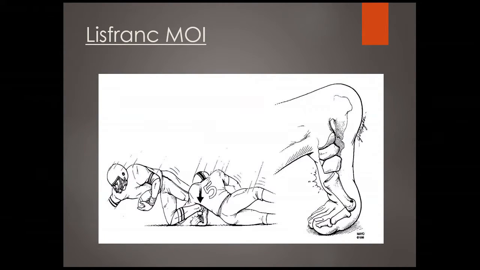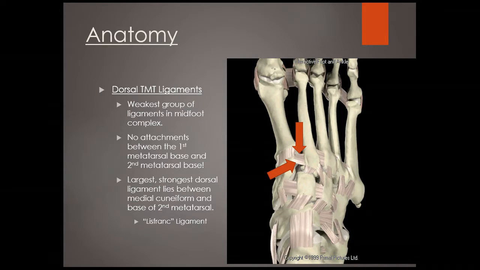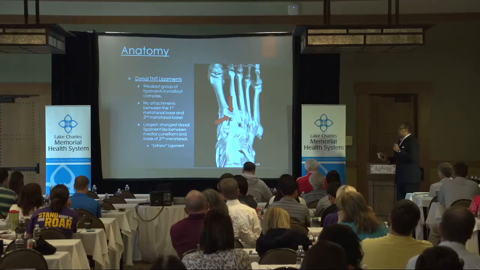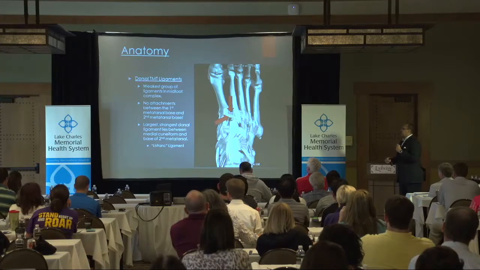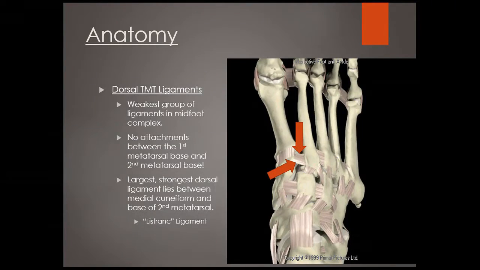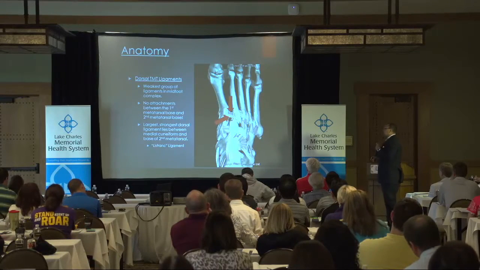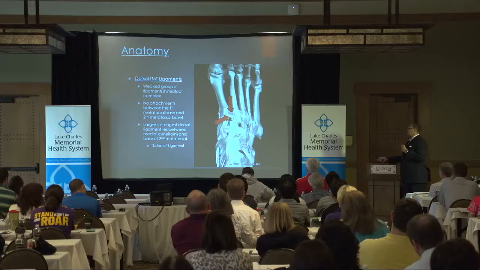So what happens? This is very important, and this is not a diagnosis to miss because the post-operative or post-treatment sequela is so damning with this type of injury. The dorsal ligaments are the weakest group. As you can see, there's no attachment between the first and second metatarsal base. The ligament that I'm pointing to is actually called the Lisfranc ligament. It's the strongest dorsal ligament that connects the medial cuneiform and the second metatarsal base.